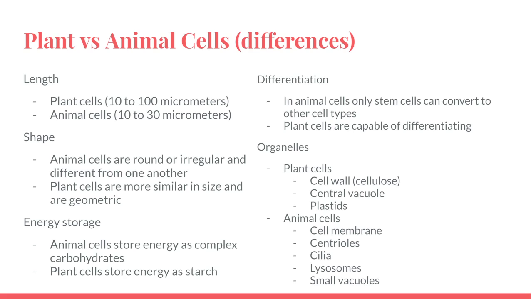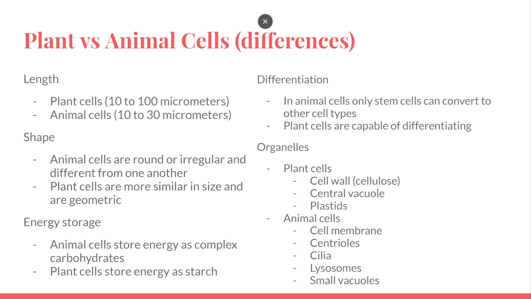So here are some differences. When it comes to length, the plant cells tend to be 10 to 100 micrometers, while animal cells tend to be 10 to 30 micrometers on the smaller range. When it comes to shape, animal cells are round or irregular and different from one another, while plant cells are more similar in size and geometric.